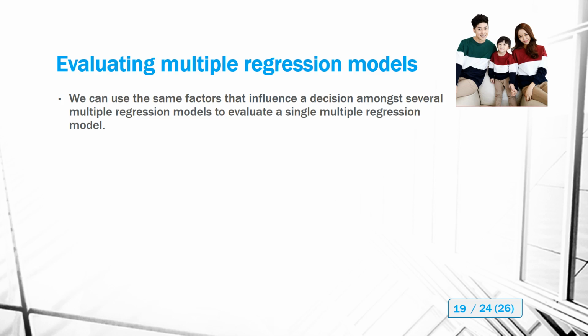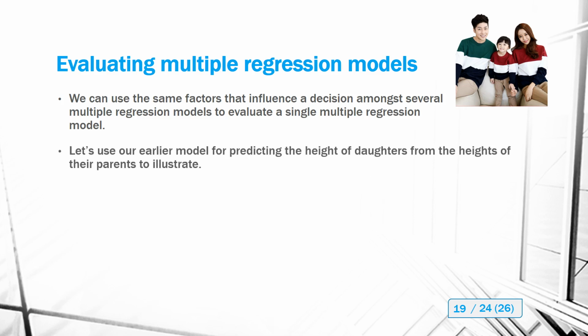Let's use the same factors that can help us decide among several different models to evaluate a single multiple regression model. Let's look at the regression model that we just made that predicts the height of a daughter given the height of the parents. First, the adjusted R-squared value for that model is 0.637. This is not a super great value, since we'd like to get to 80, preferably above 90%, for a superior adjusted R-squared value. But as adjusted R-squared values go, it's decent. It's something we could potentially use to make a prediction with.